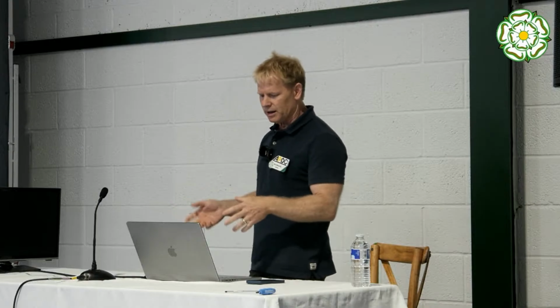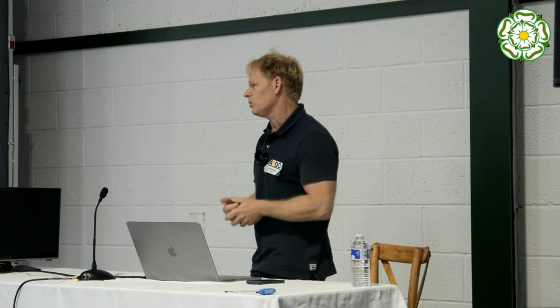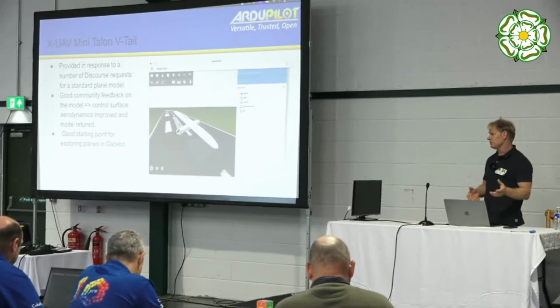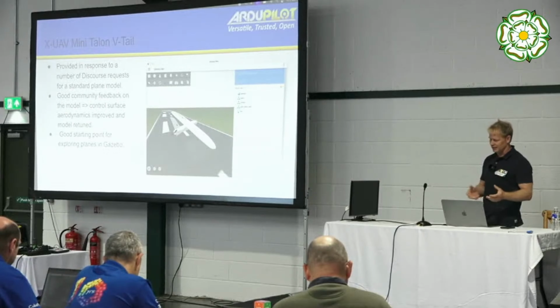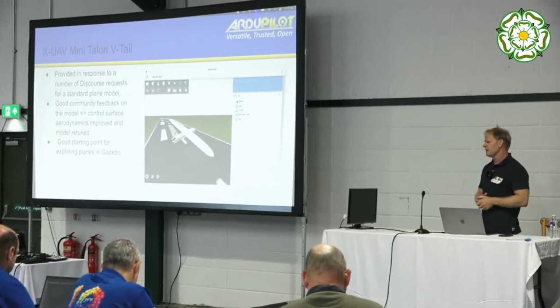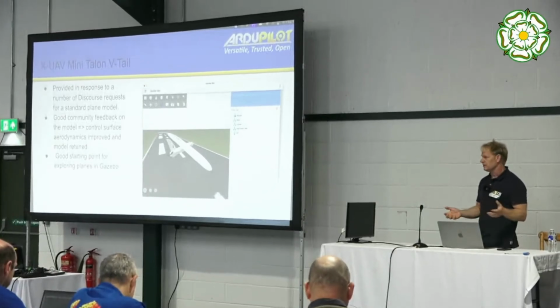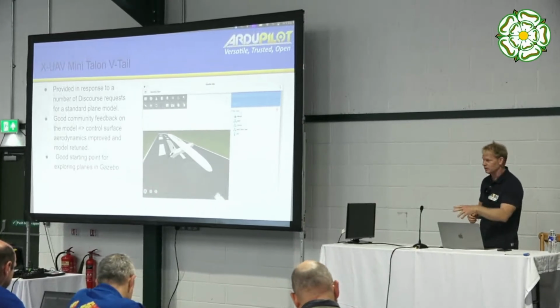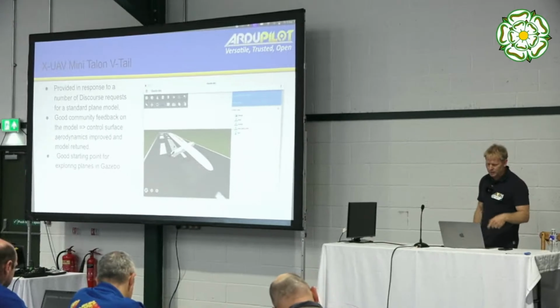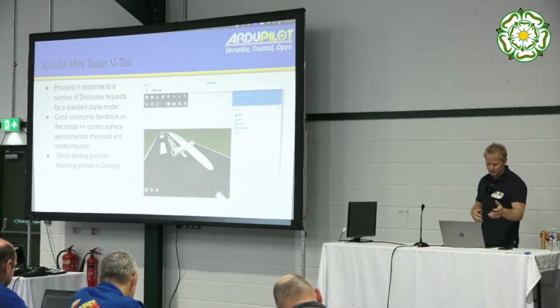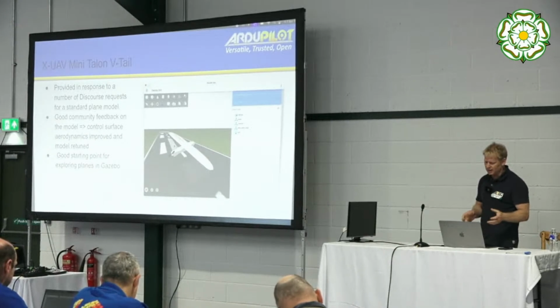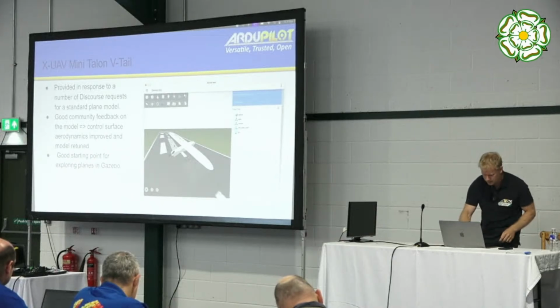What's good about the community contributing models is that they're interested in having them work well. So if they give feedback on them, we can get them tuned up. The first version of the Mini Talon was pretty terrible, really, and it turned out we hadn't quite got the control surface aerodynamics locked in properly. So we went back and reworked that and retuned it, and it's pretty good now. I haven't put up all the tuning outputs for it, but it went through an iteration cycle with feedback from users, and it's now operating pretty well, and it's a good starting point for exploring planes in Gazebo.